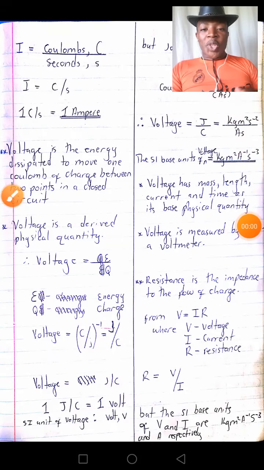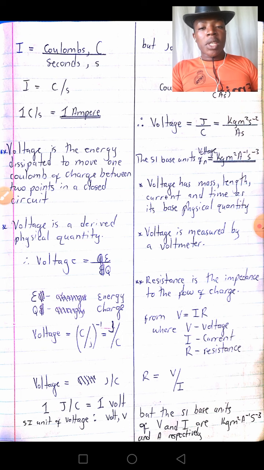Moving on to the next page. So we're saying current is equal to coulombs over second. Charge is measured in coulombs, denoted by capital letter C. Time is measured in seconds by small letter s. So we're saying current is equal to C over s. Therefore, 1 coulomb per second is equal to 1 ampere.